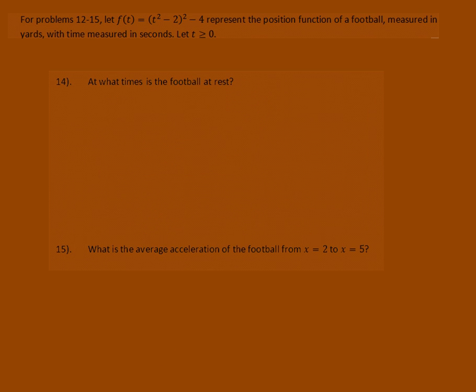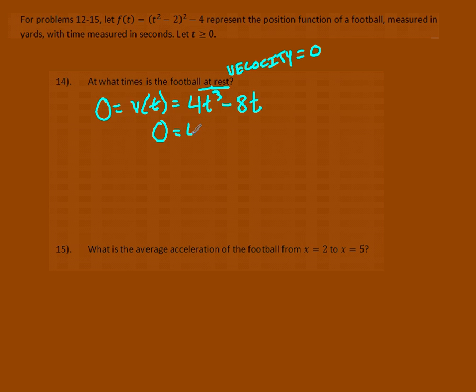So, at what time is the football at rest? At rest means velocity equals 0. So 0 equals v of t. That means I should take my velocity function, which we just found as 4t cubed minus 8t, or you could have used your other prior one to figure out the same thing. But here's what you should be doing, trying to factor this best you can. I can pull out a 4 and a t from this and get 4t times (t squared minus 2).